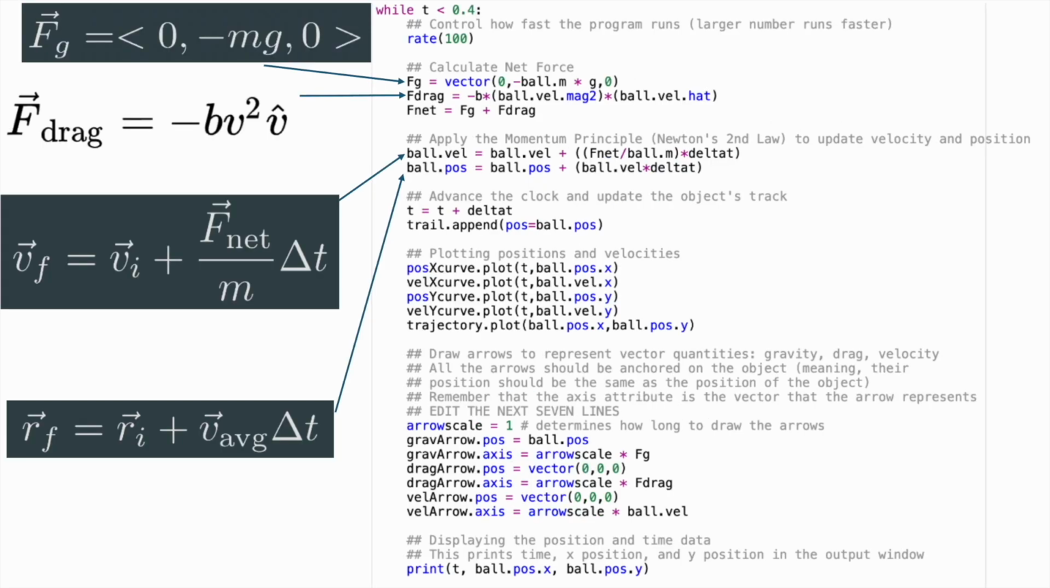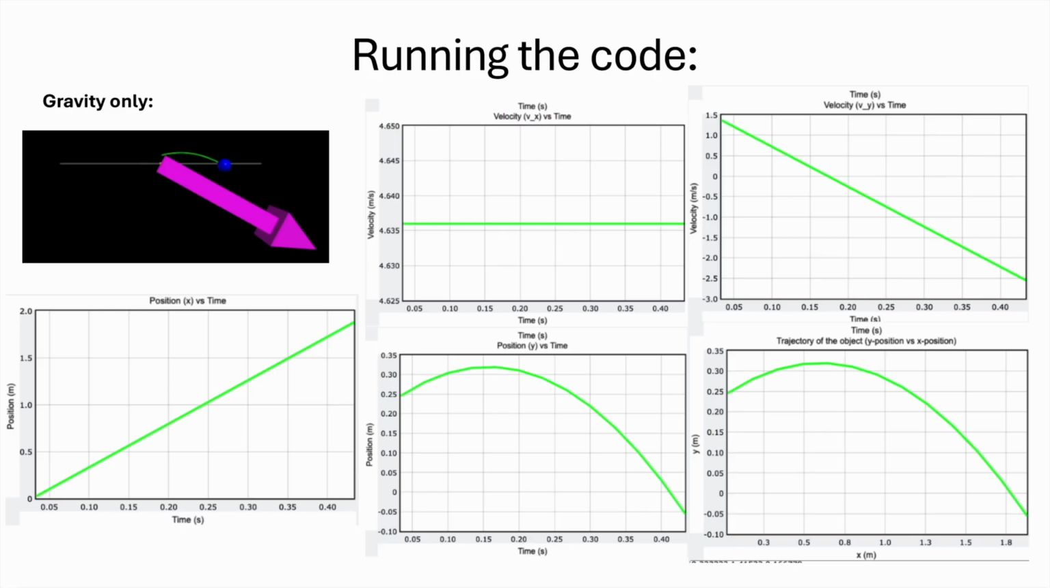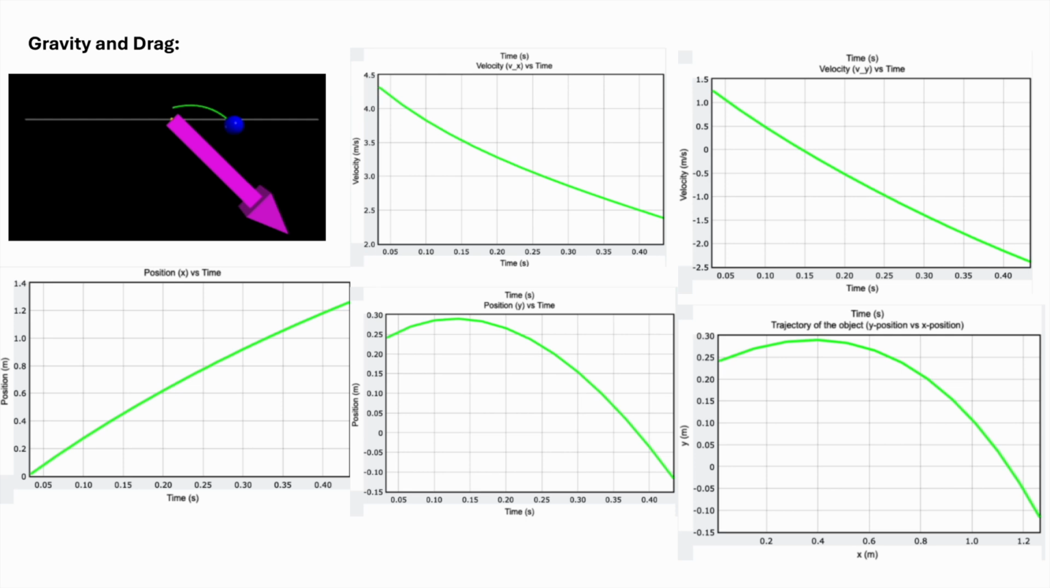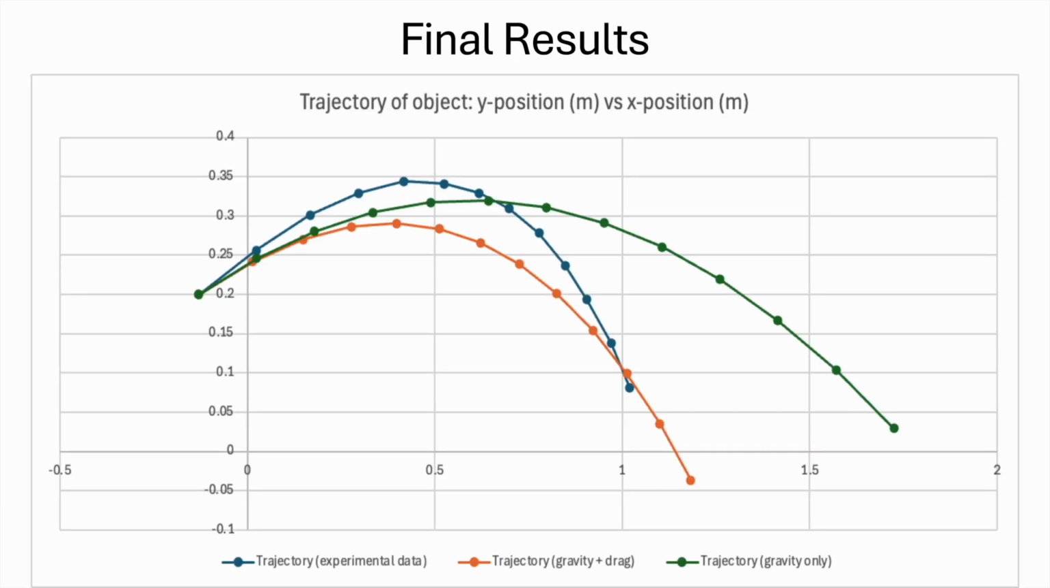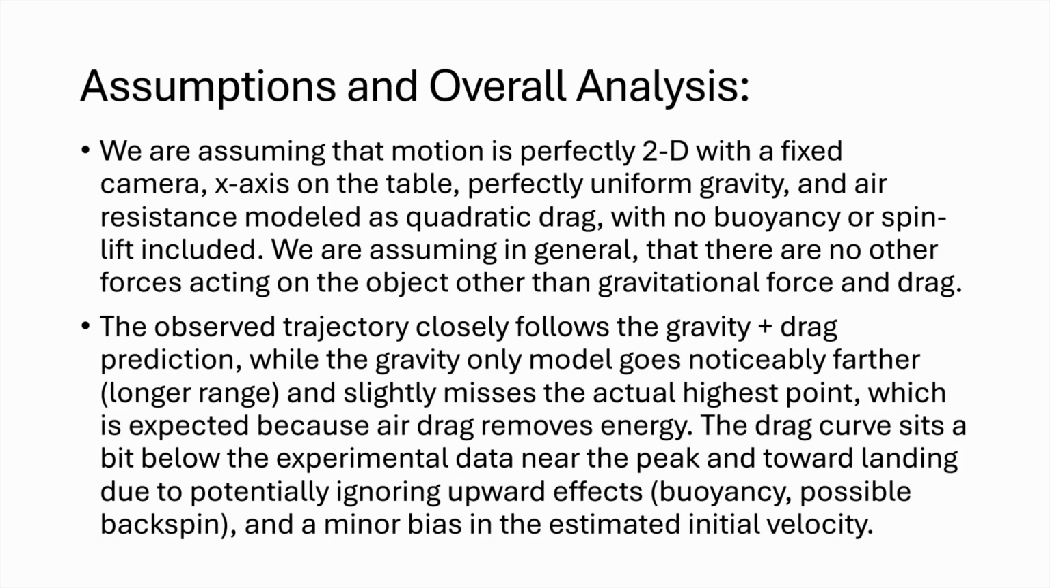As discussed earlier, we are using the gravitational force, drag force, velocity update, and position update formulas in our iterations for the computational models. This is what we get when we run the code for gravity only, and this is what we get when we run the code for gravity and drag. Here's the graph with the final results, which includes the trajectory of the experimental data, gravity-only model, and gravity plus drag model.